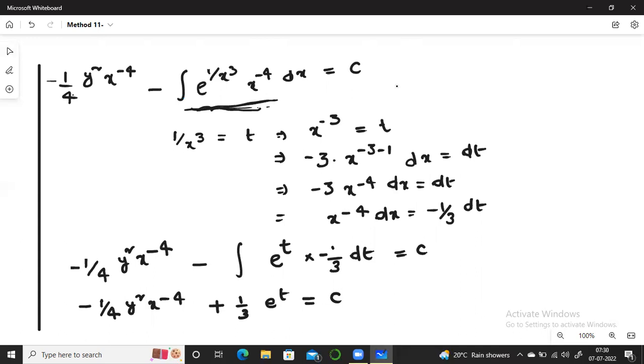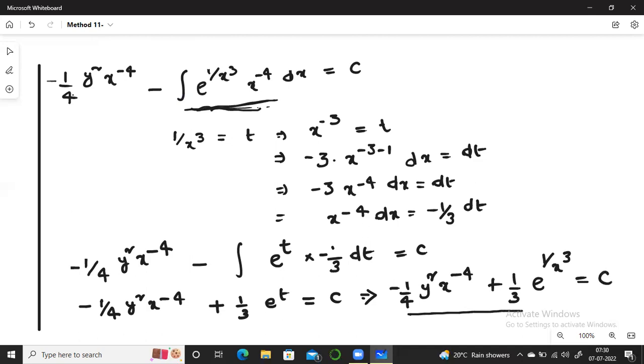x and y terms. So finally, the final equation should be minus 1 over 4 y square x to the power minus 4 plus 1 over 3 e power t means what? Actually, what you have treated t? 1 over x cube, right? e to the power 1 over x cube is equal to c. That's it. As simple as that.